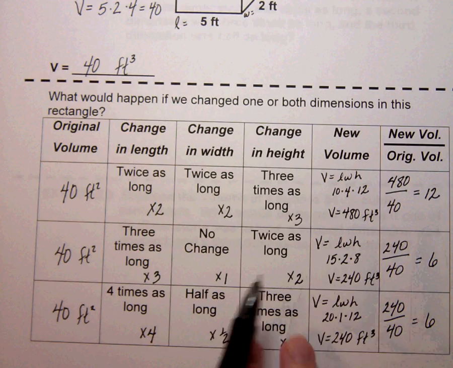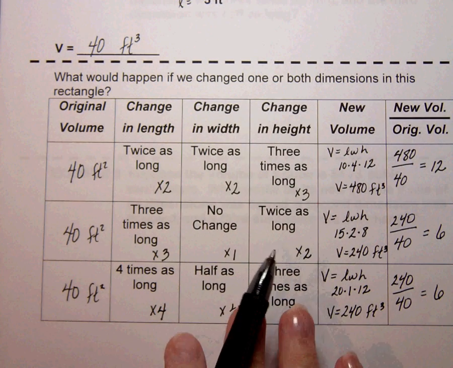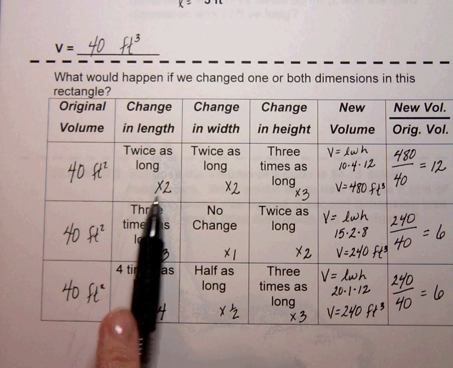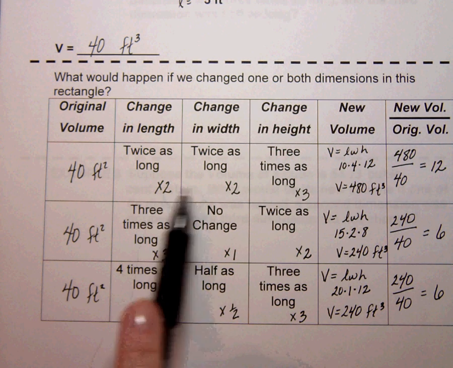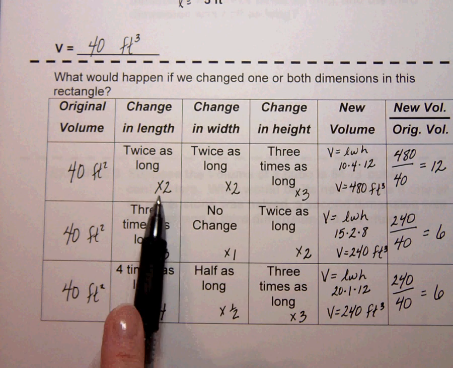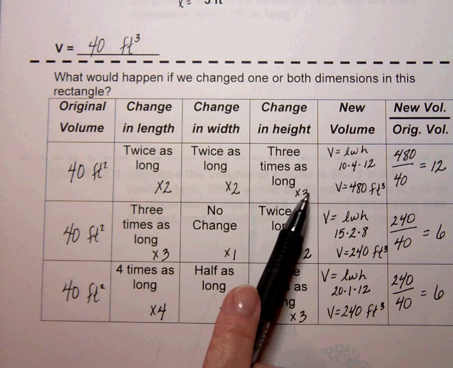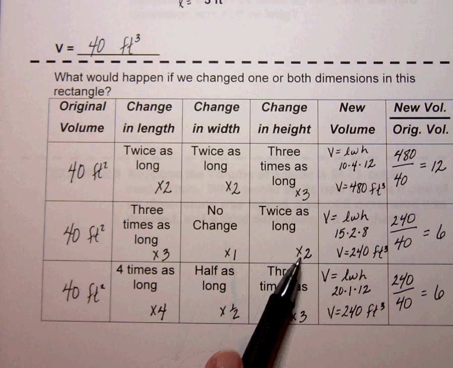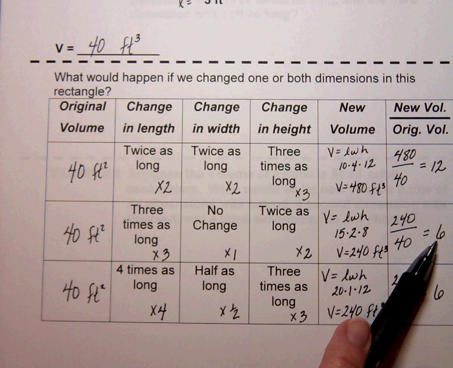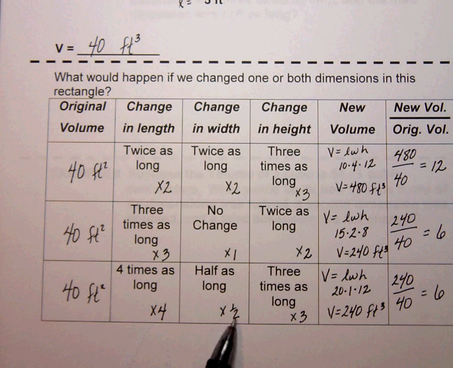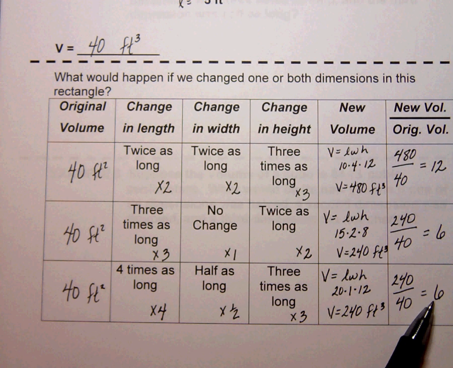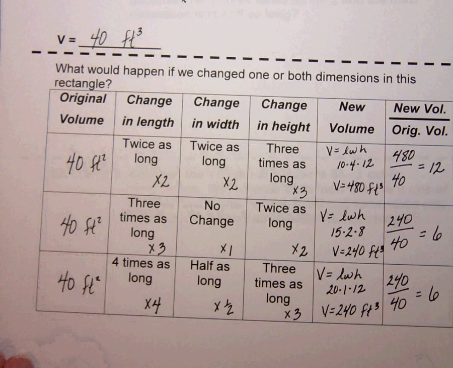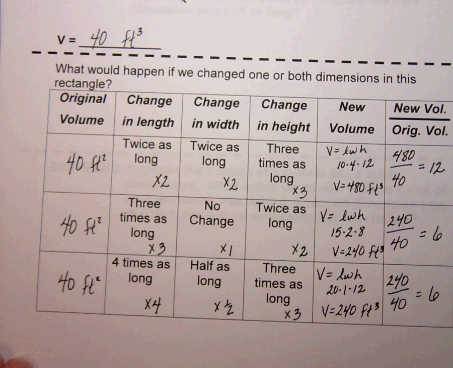Okay, I want you to notice what's going to happen here. You take these dimensions that change by 2, 2, and 3. If you multiplied 2 times 2 times 3, notice that it gives you 12. Here, 3 times 1 times 2, notice that gives you 6. And again, 4 times a half times 3, that's going to give you 6. So this is going to help you when you notice the conjecture here would be that the new volume is multiplying the original volume by the product of the factors.